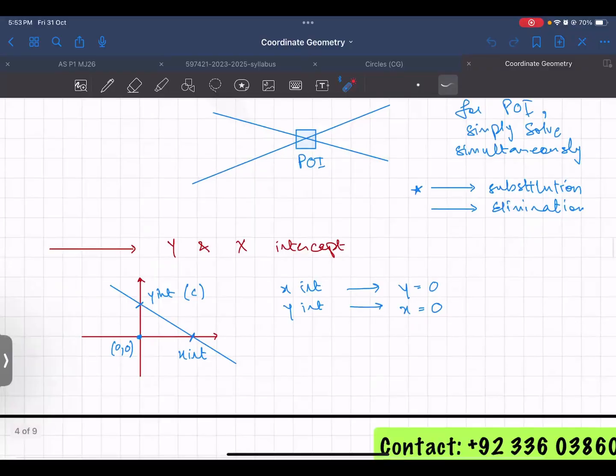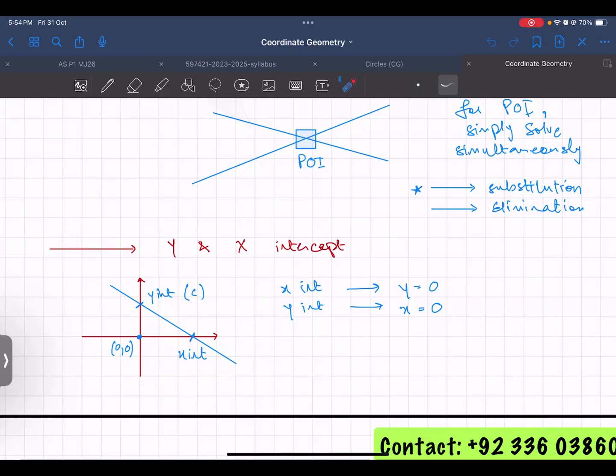Then x and y intercept. At the x intercept, your y is always 0. At your y intercept, your x is always 0. You need to learn this. You have been doing this for a very long time, but still I know people tend to forget this or confuse between them or make silly mistakes. For the x intercept, they may set x as 0. X intercept is the point where your line or the curve is crossing the x axis. So at that point, your y is 0. And y intercept is where your line or curve is crossing the y axis. And there your x will be 0.